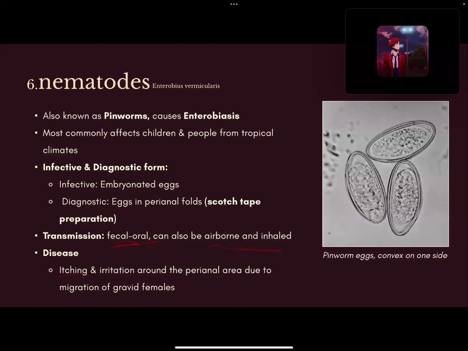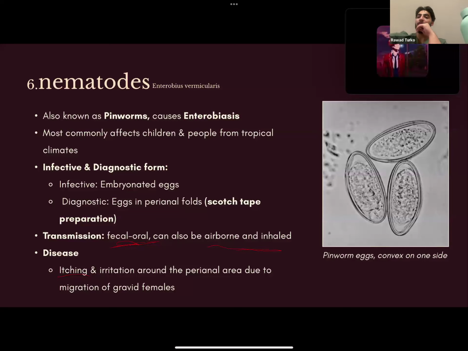The meaning of gravid. Sorry? Wait, so you're asking for the meaning of gravid? Yep, meaning of gravid. I guess it's basically young or something. Not exactly. The gravid proglottids, you mean, right? Yeah, pregnant. That's what the word means. Gravid females are pregnant.